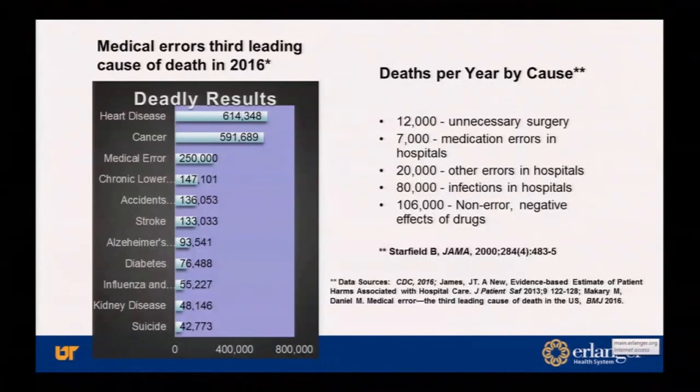So the total number of medical errors, this says 250,000, and that was a study out of Hopkins in 2016. But if you look at the numbers over here, that breaks this down, you can see that this 12,000 unnecessary surgery, 7,000 medication errors, these are all deaths. 20,000 other errors in the hospital, and 80,000 unnecessary infections. So it's this number that we're really focused on, and that's about 120,000 per year. There are another 106,000 that are non-error negative effect of drugs, which are still adverse events, but they are not medical errors.